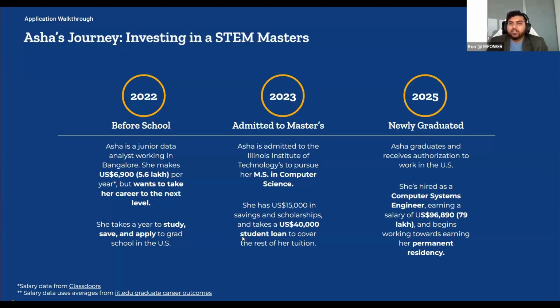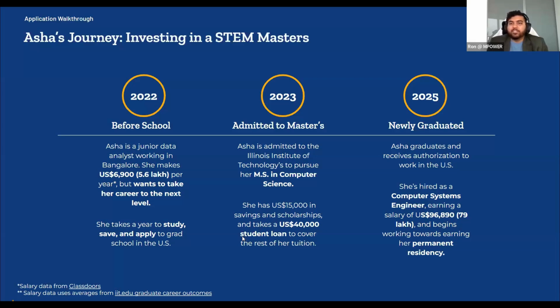So for 2 years, she goes through the loan, she completes her program, she graduates, and then in 2025, she receives her work authorization to work in the US, and she's hired as a computer systems engineer in 2025. And in 2025, her salary goes up to 97,000 because she has a master's degree and she's in a different country. So let's take the other approach.